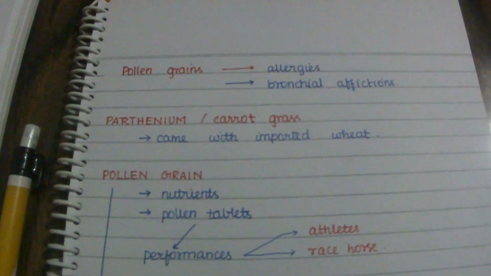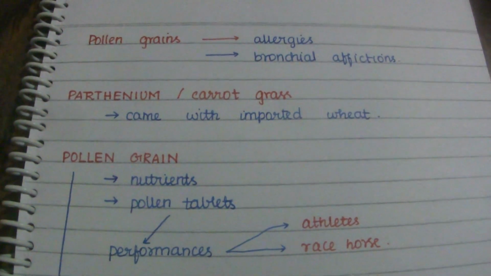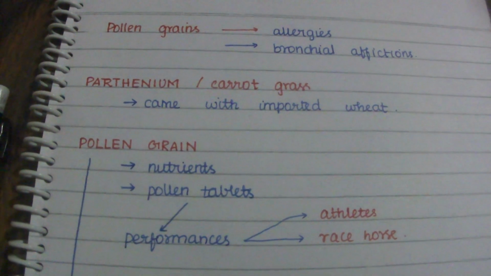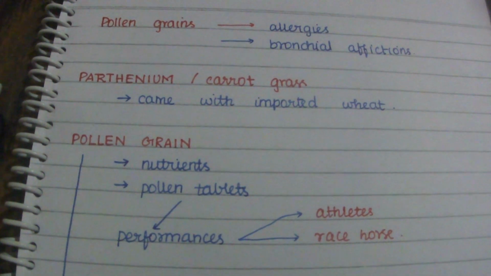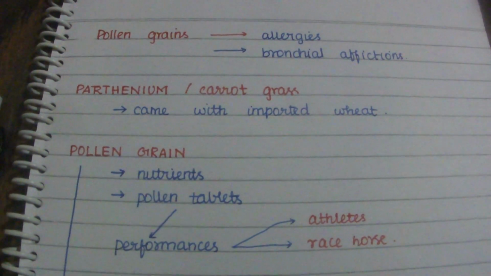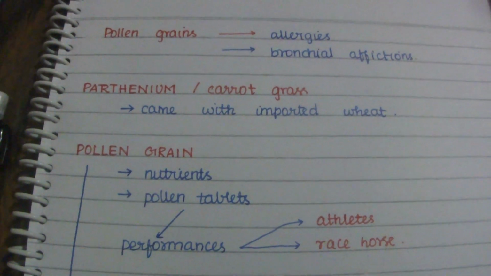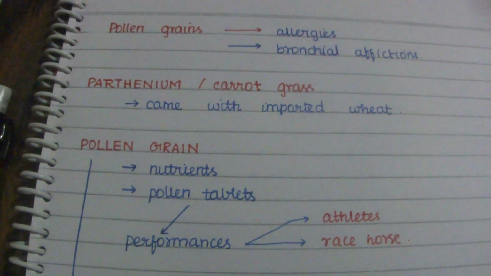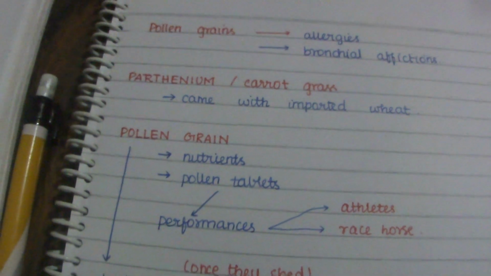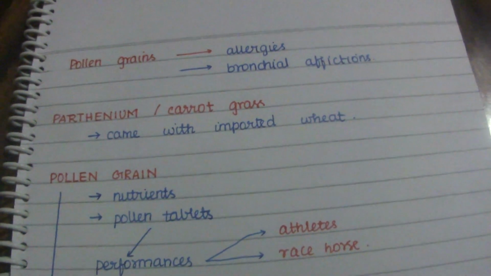Pollen grains can cause severe allergy. When humans come into contact with certain pollen grains, it causes allergies and bronchial afflictions like respiratory disorders, sometimes even leading to asthma. An example is Parthenium, carrot grass, which was imported to India along with wheat. It is ubiquitous in occurrence and causes pollen allergy in human beings.